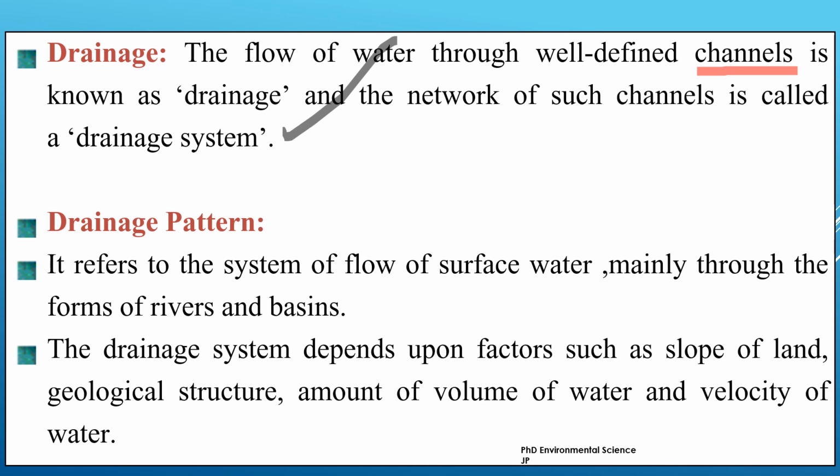It describes how water flows across the landscape and is influenced by various geographical and environmental factors, such as slope of land. On steep slopes, water flows rapidly. On gentle slopes, water flows more slowly. Likewise, different rock types or geological structure also influence how water moves through the landscape. For example, water may flow easily through permeable rocks, affecting the drainage pattern, and geological features like faults and folds can alter the direction and flow of water, creating complex drainage patterns.